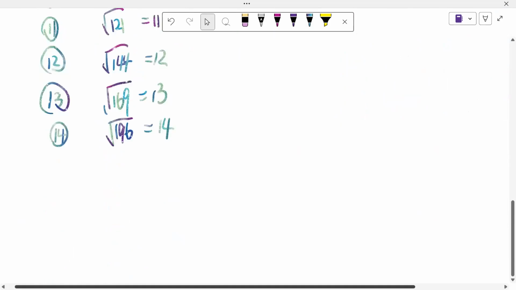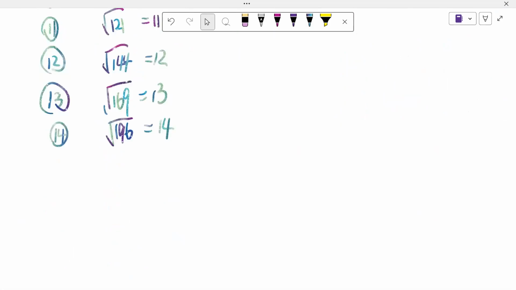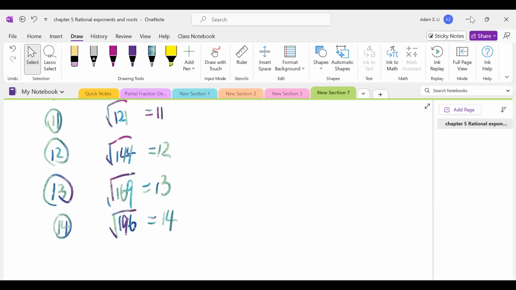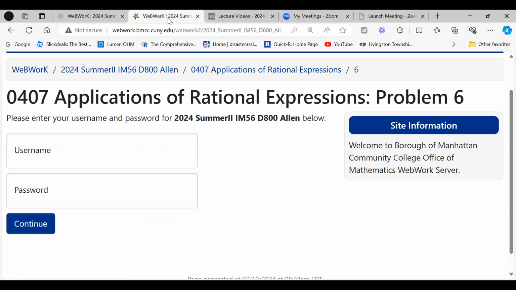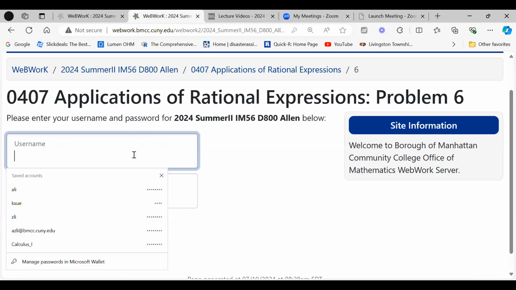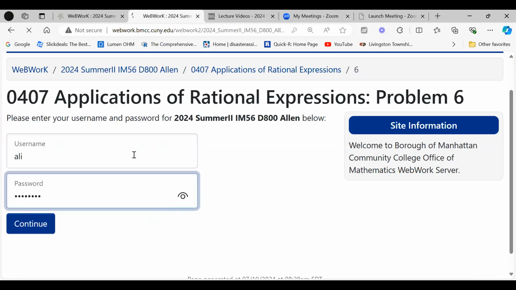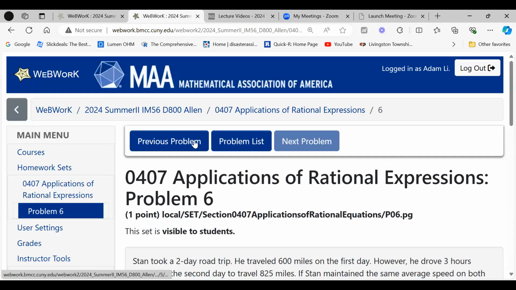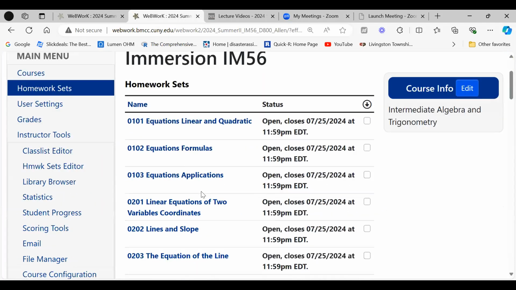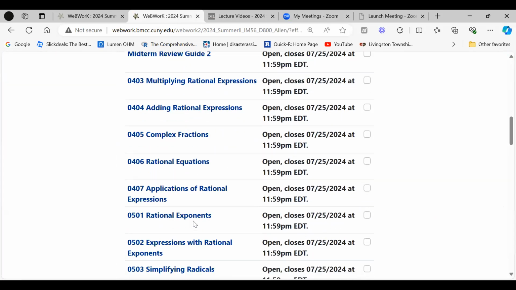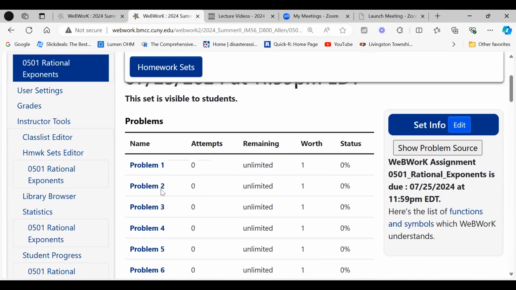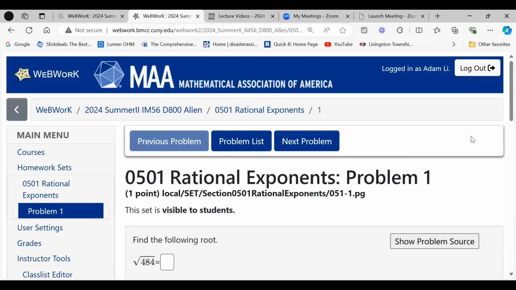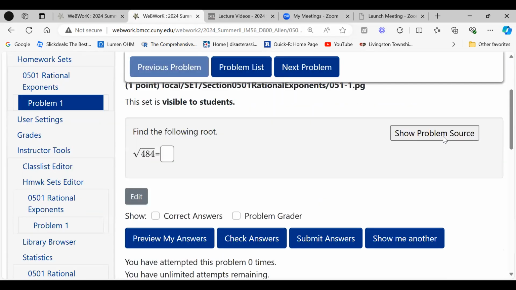All right. So let's go back to the webbook, and we're going to go over some of the questions from the webbook. Okay, let's go back to our book. All right, so we are on section 5.1 right now. Let's go over some of the questions here. Start with problem 1. Okay, the square root of 484, right?